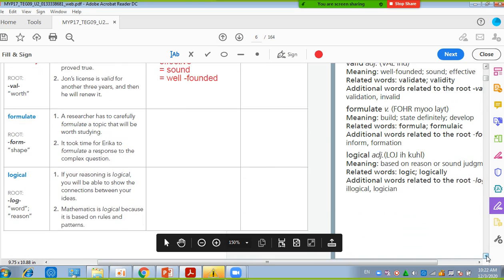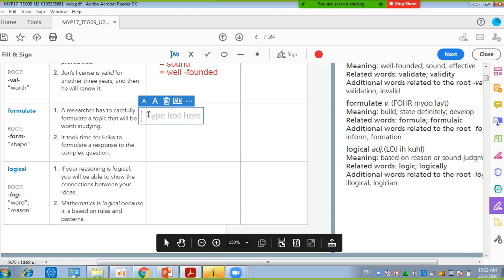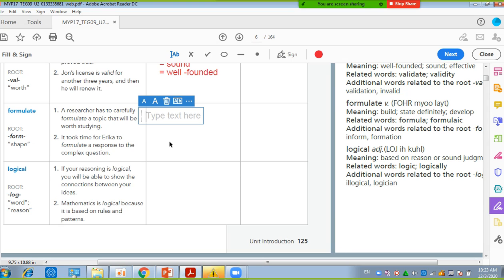Formulate. Let's read the example. A researcher has to carefully formulate a topic that will be worth studying. It took time for Erica to formulate a response to the complex question. So here a researcher has to formulate a topic that will be suitable for other students to study.